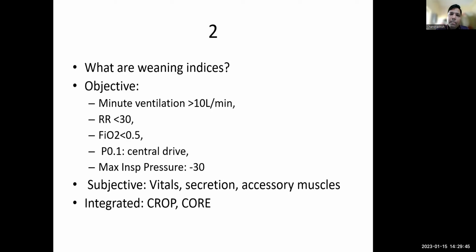Now, most of the studies, or most of the discussions about weaning nowadays, are coming to a conclusion that these kinds of integrated indices, number one, are impractical at the bedside unless you have somebody who has a list in their hand and is trying to check it. Secondly, these are unnecessary and somewhat delay weaning. So these are again going out of favor.